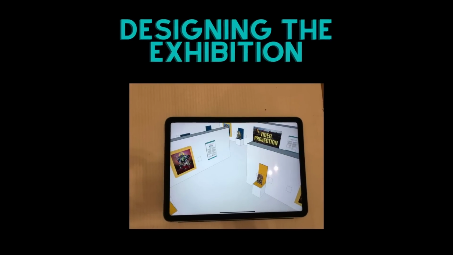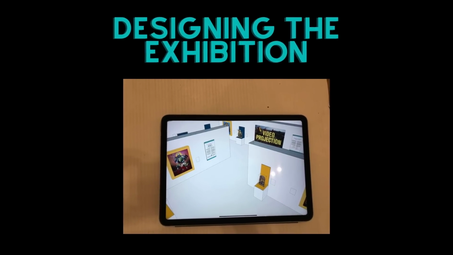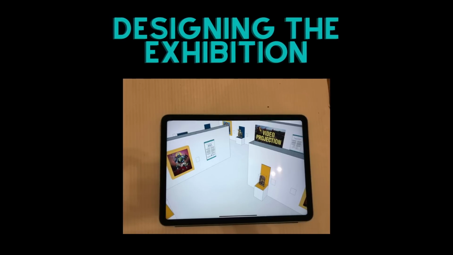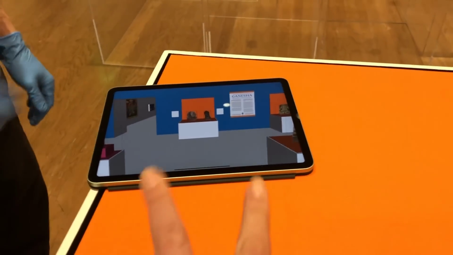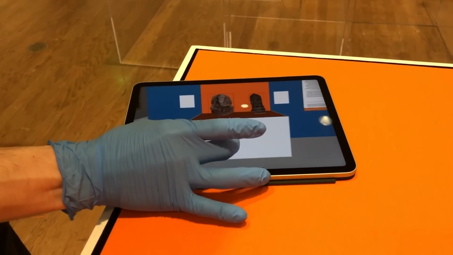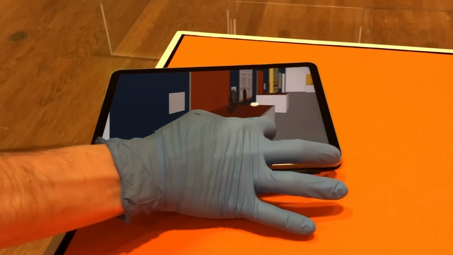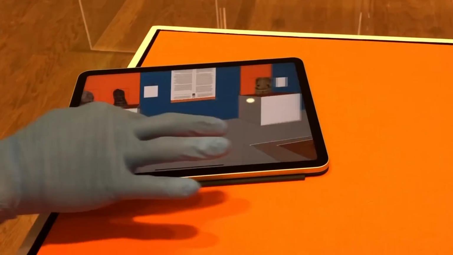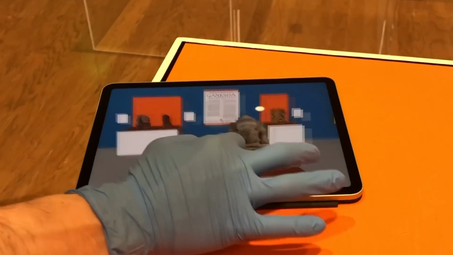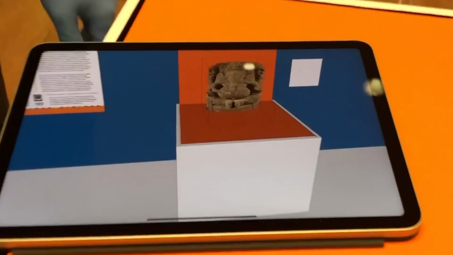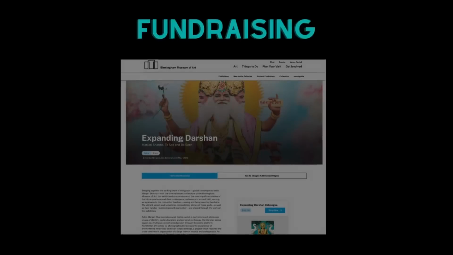Designing the exhibition. The Design and Technology Department and the curator discuss the exhibition layout and design choices. A mock-up of the exhibition is made using design software called SketchUp. When designing the galleries, you want to make sure that the art takes center stage, that the theme is clear, and that the gallery is accessible to all visitors of varying abilities.